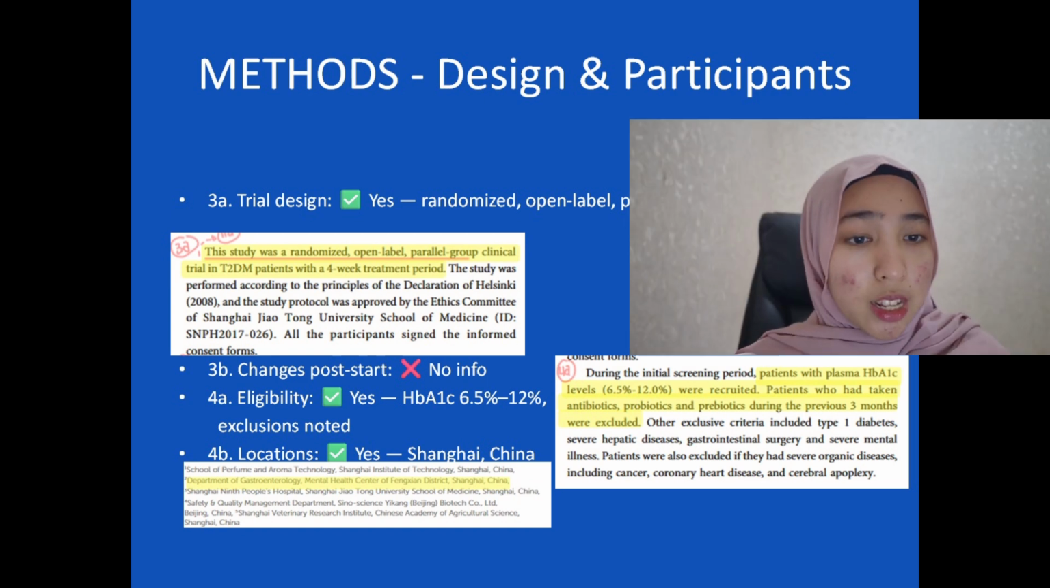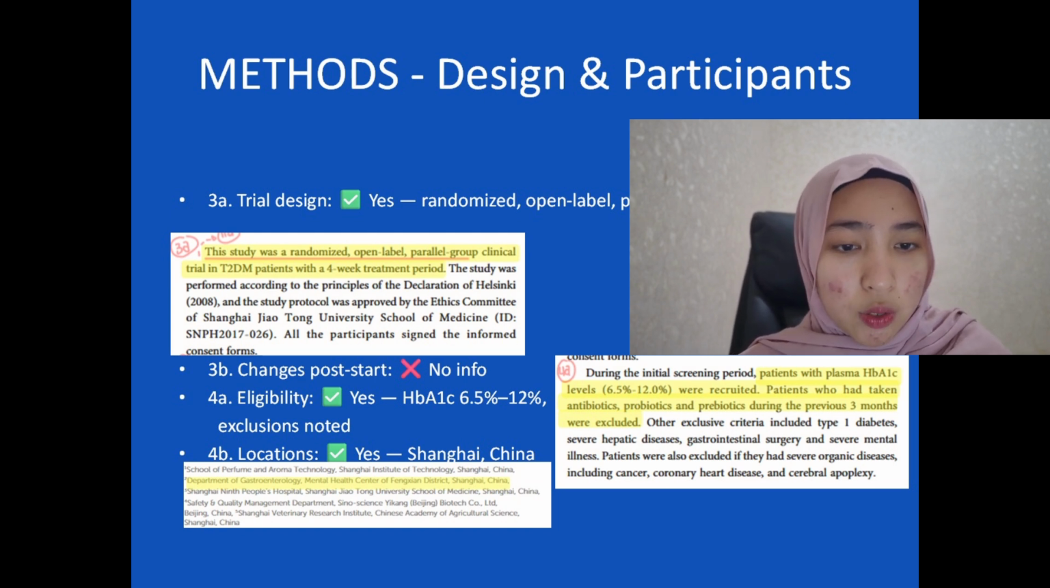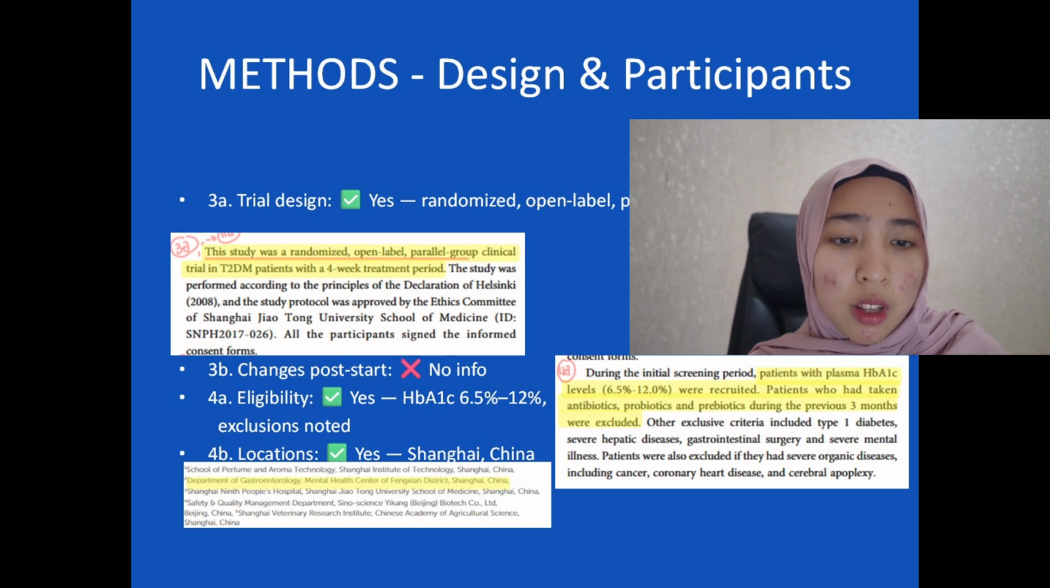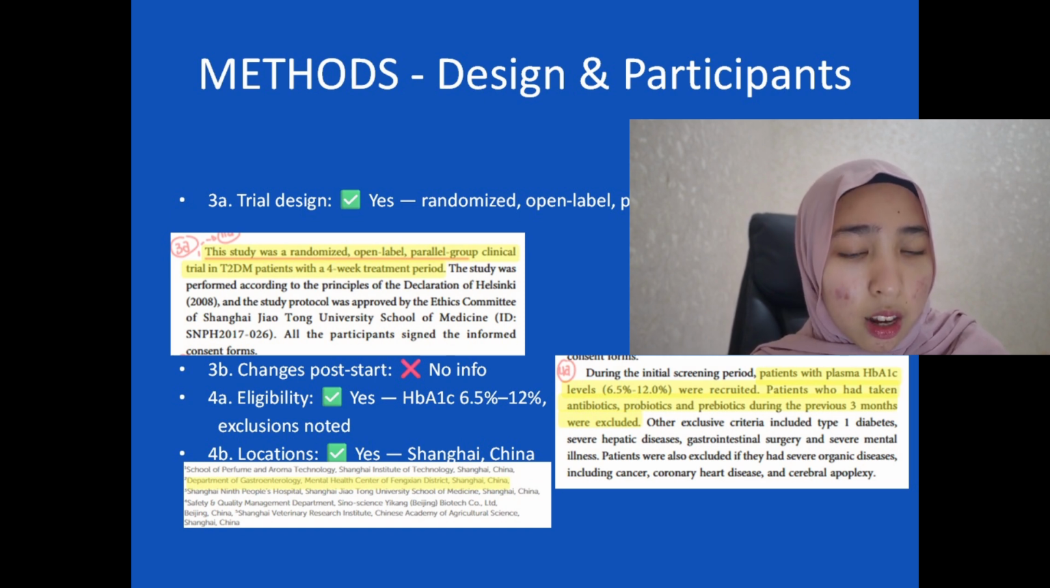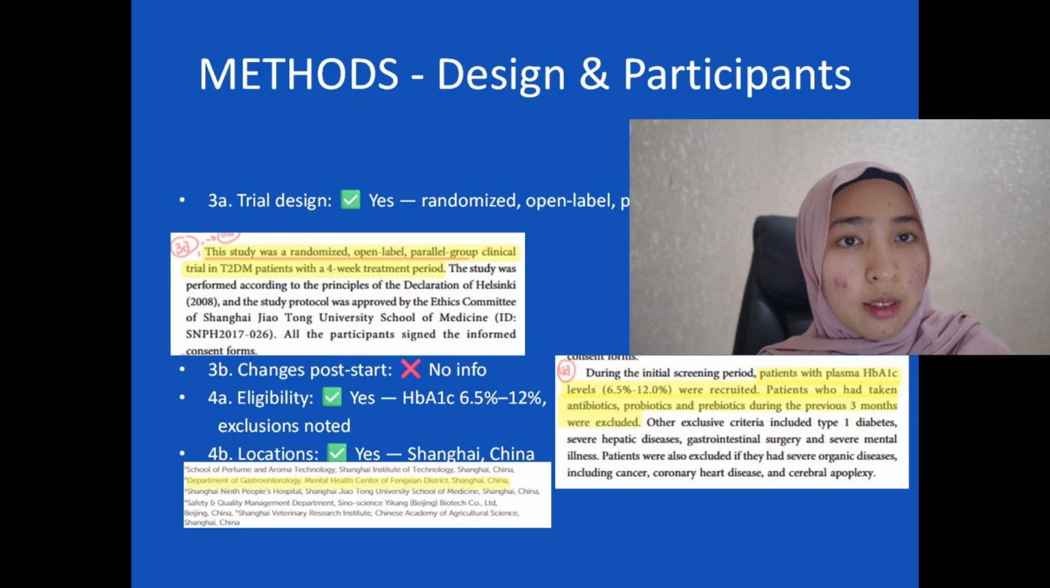Next part is about participants. It's for items 4A and 4B. Item 4A asks for eligibility criteria, and the article includes this. In this article, there is a quote: patients with plasma HbA1c level were enrolled. For item 4B, it wants to know where the data were collected. The article has item 4B, because several institutions in Shanghai are listed. This gives a clear picture of the study population and setting.